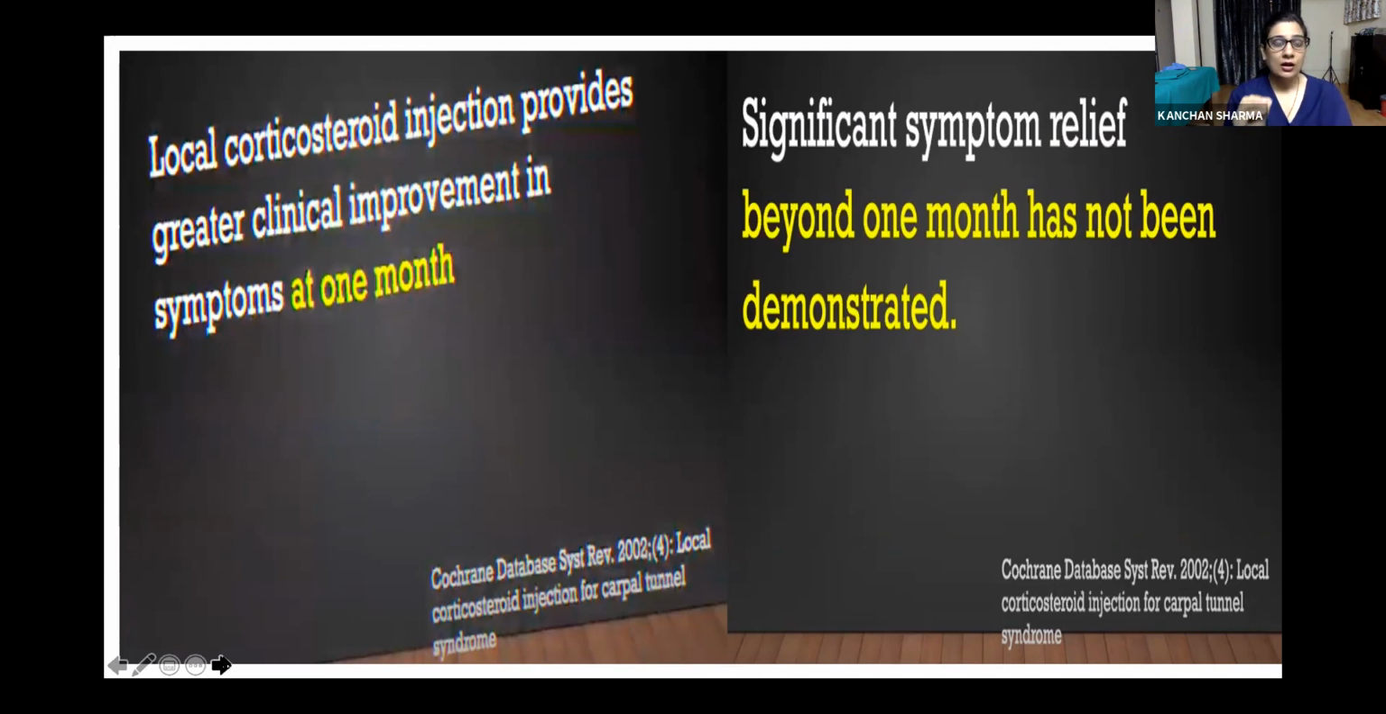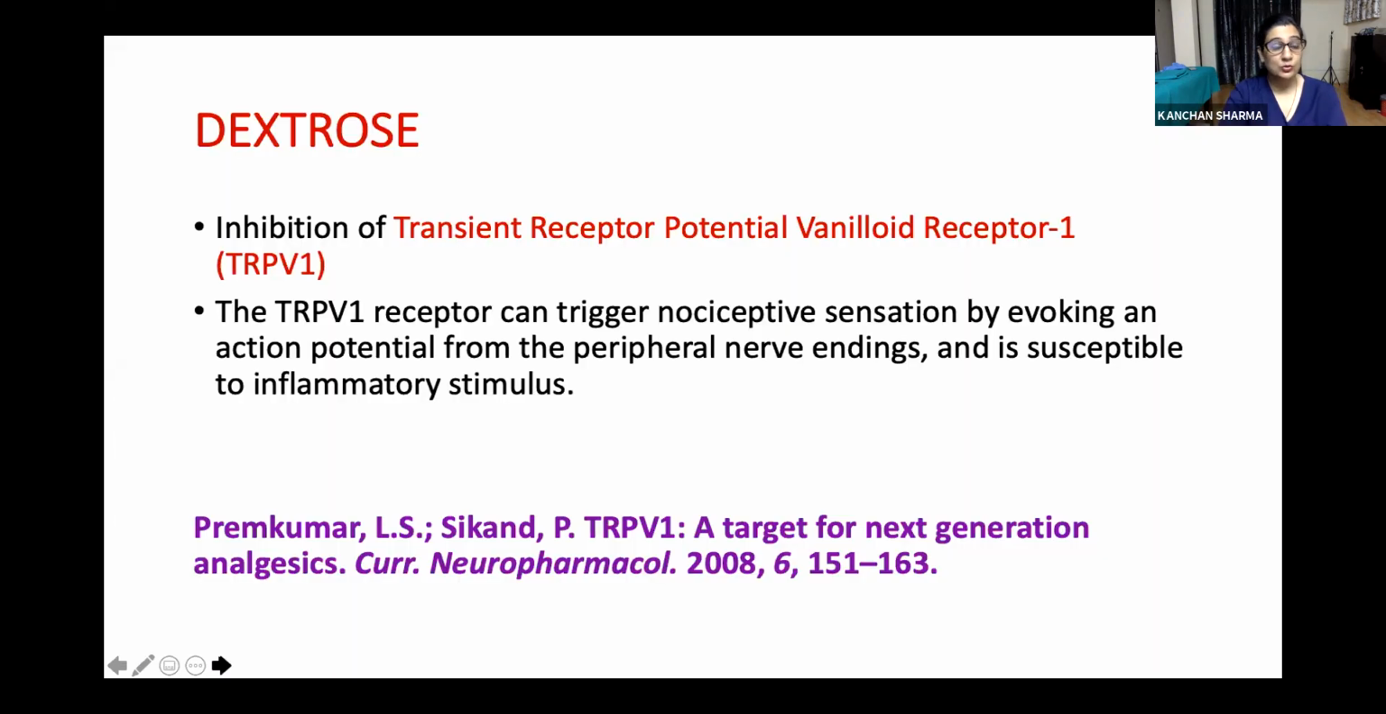So limit your injection to approximately 2 to 3 ml, not more than that. Local anesthetic with steroid you can give, but if you see the literature, significant relief beyond 1 month is not there. So if you do not have access to ultrasound or PRP, yes, you can give local with steroid just to help the patient by reducing the pain, by reducing the inflammation of the nerve. That is the one thing you can do.